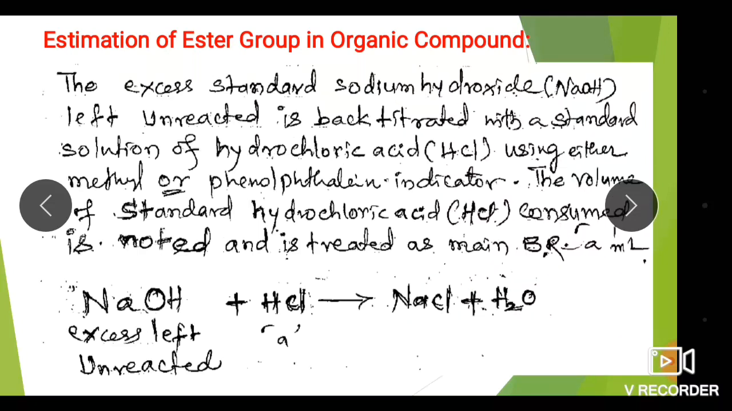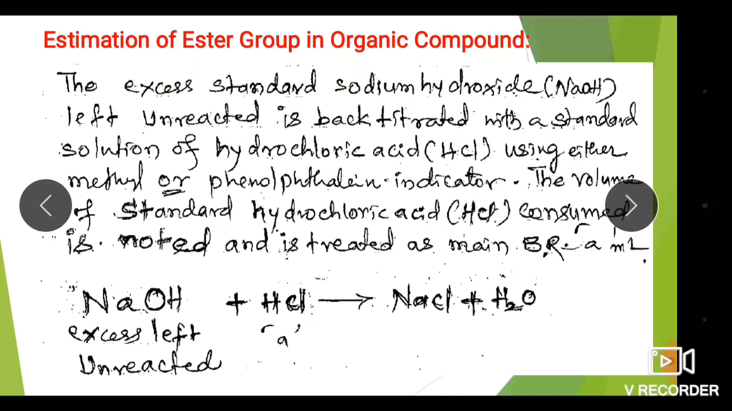Then what happens? The excess standard sodium hydroxide NaOH left unreacted is back titrated with the standard solution of hydrochloric acid HCl, using either methyl orange or phenolphthalein indicator. The volume of standard hydrochloric acid consumed is noted and is treated as the main burette reading, A ml. What happens when this neutralization reaction occurs?